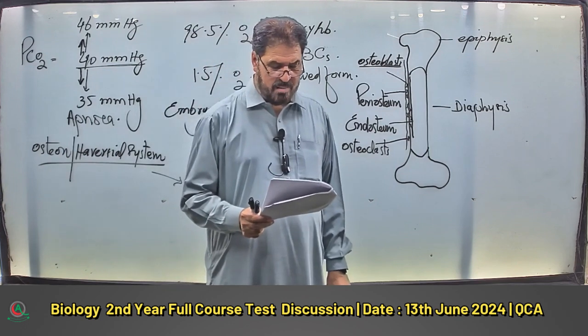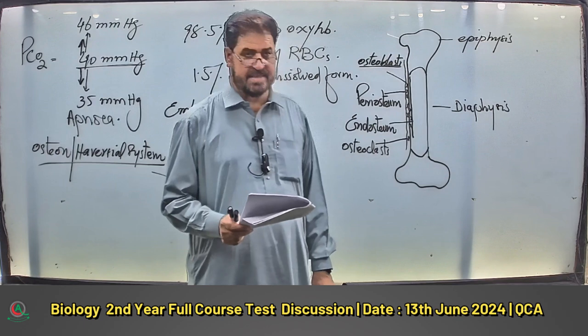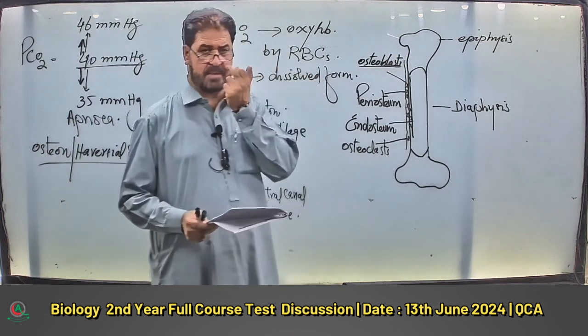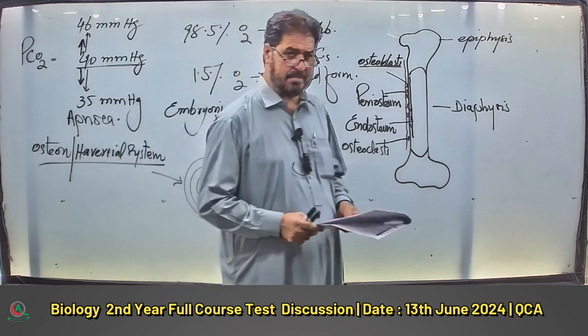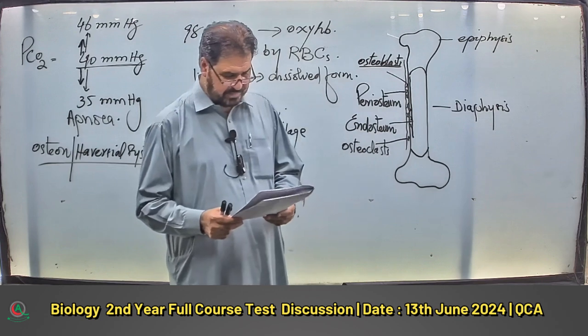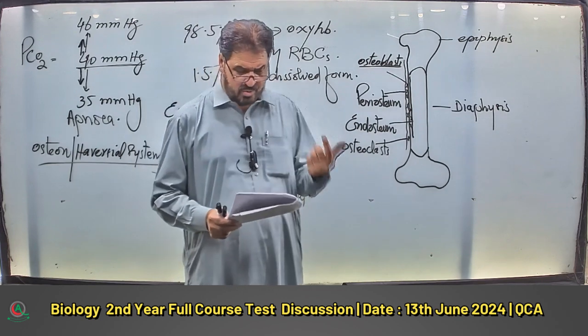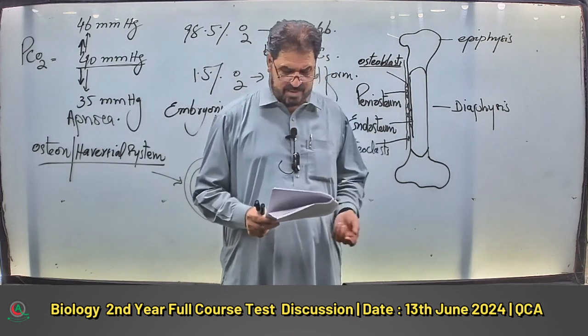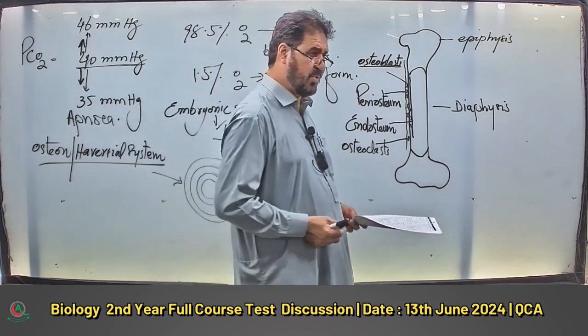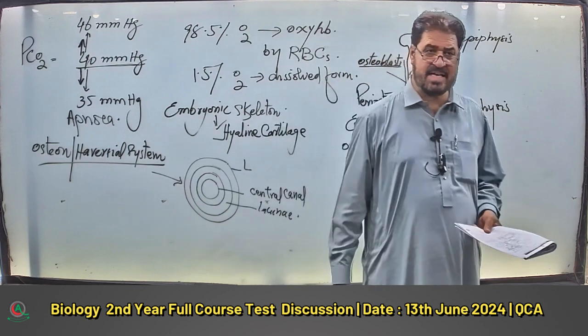Which bone forms the upper jaw? Maxillae. Two maxillae, a pair, maxillae or maxilla. This is the bone of the upper jaw. Zygomatic bone is cheekbone, mandible is lower jaw, lacrimal bone protects the lacrimal gland or tear glands.